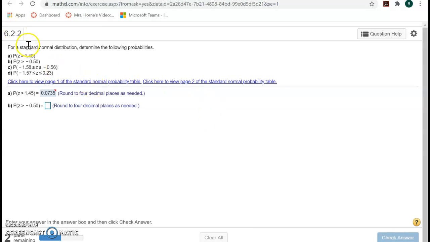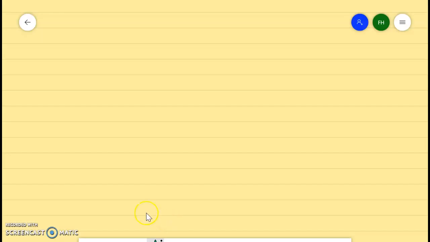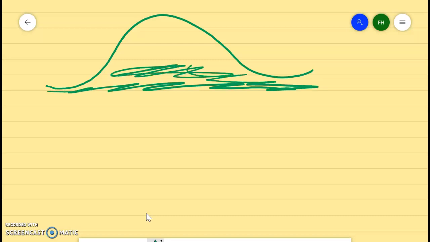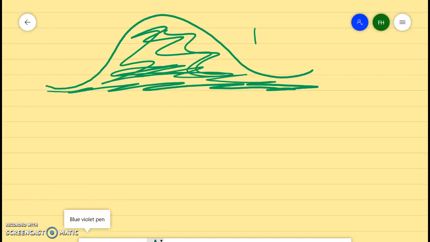Okay, for this problem, we're talking about the standard normal distribution. One thing you want to know about the standard normal distribution is that everything under the curve, all the probability under this curve, is equal to 1. So that's really important to understand.